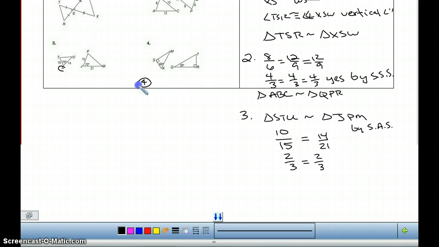Finally, number 4, we have triangle SKM. We'd be looking to compare it to, let's see, we started with the right angle, so we start with the right angle, up to the 60, down to the 30, RTQ. Well, we know that these are both right triangles, so therefore this angle M must be 30. Angle T must be 60. So yes, they are similar by AA. And that's how we use our similarity postulates.